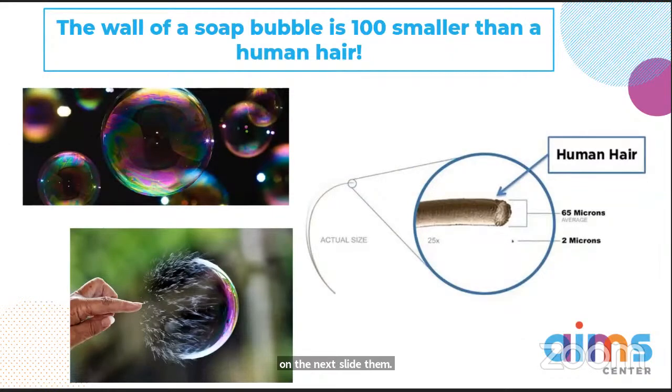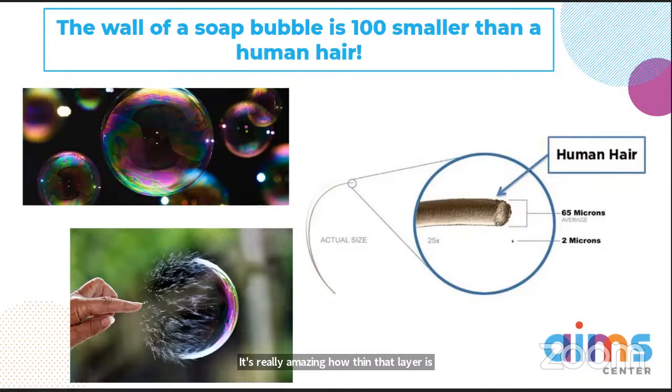we find that the wall of a bubble is really thin. Remember, we had two layers of soap with a layer of water in between. That thin film is about 500 nanometers thick, or about 100 times smaller than the width of a human hair. It's really amazing how thin that layer is.